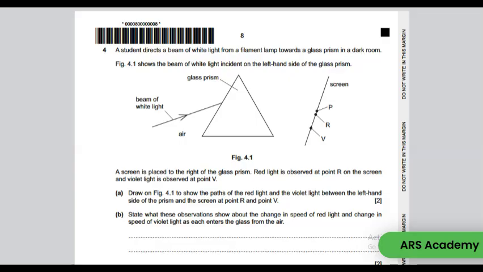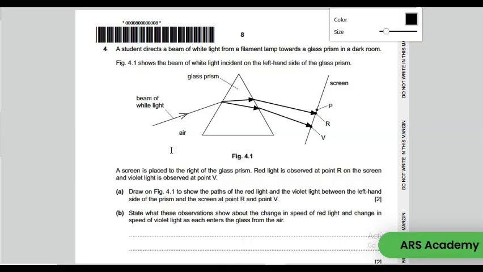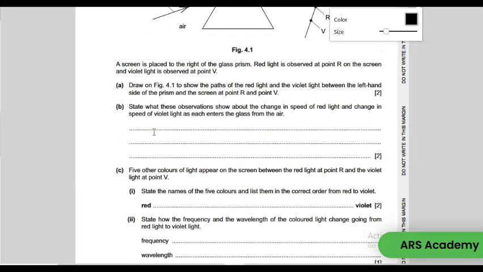So this question is from dispersion of light, and we know that when light moves into a glass prism, it will split into 7 different colors. And in here, when the light is moving from air into the glass prism, it is moving from less dense to more dense. So it will move towards the normal. And when it moves from the glass prism into the air again, it will move from more dense to less dense, and it will move away from the normal. And the points where R and V are shown are already given here, so we will connect them just like this. And that's enough for 2 marks.